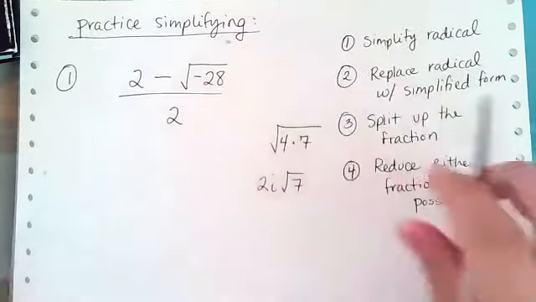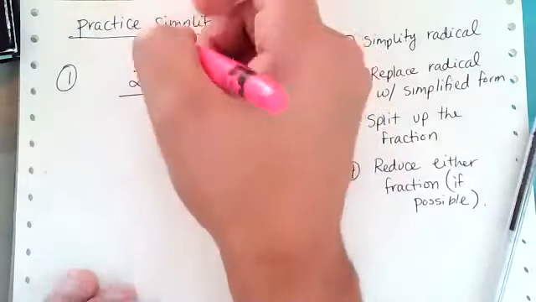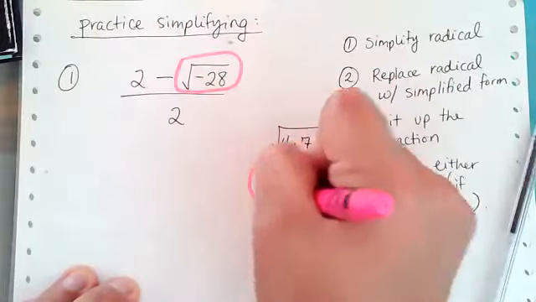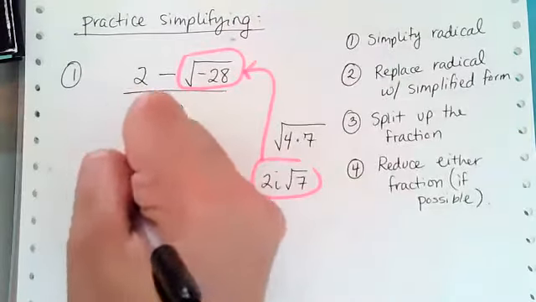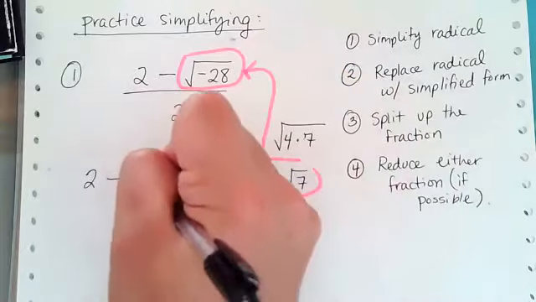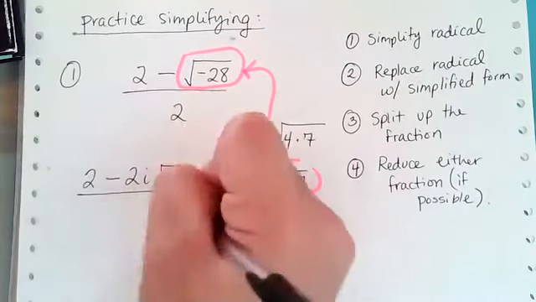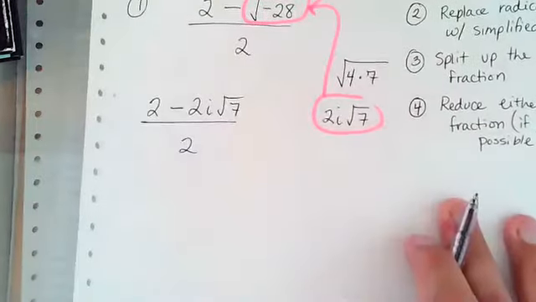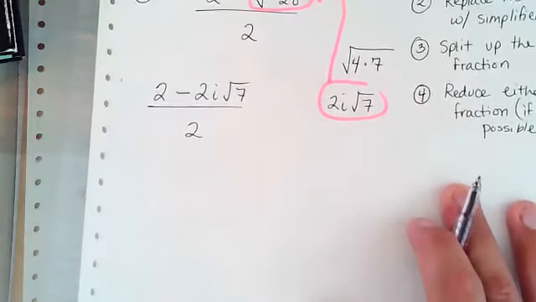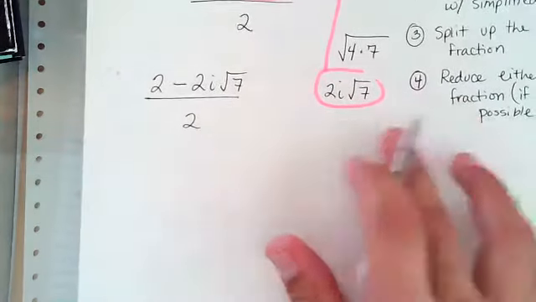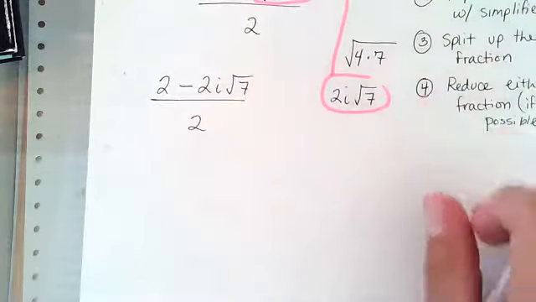And so I'm going to make that replacement here. This guy gets replaced with this guy. I'll have 2 minus 2i root 7 all over 2. Is that what you had? At least that's for the second step.